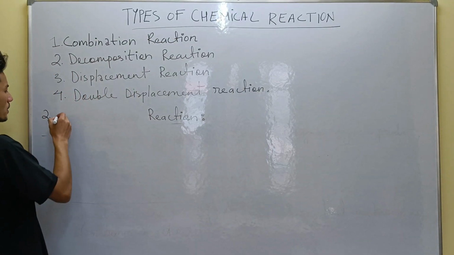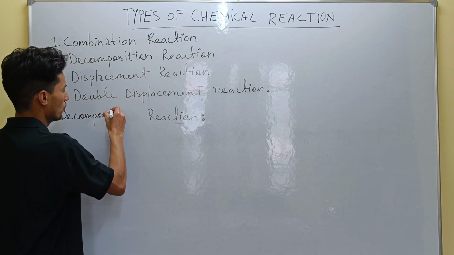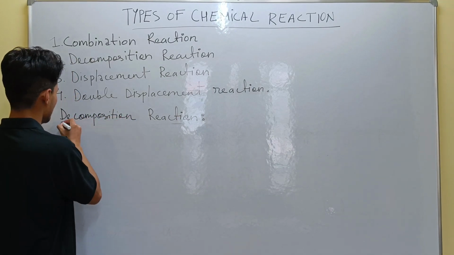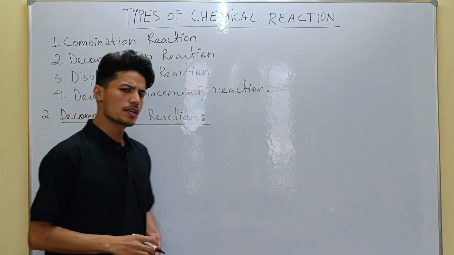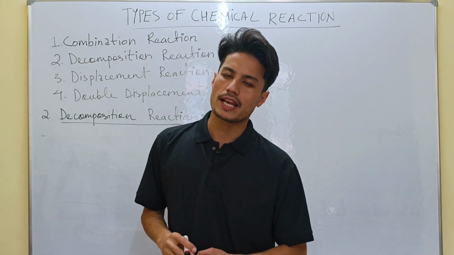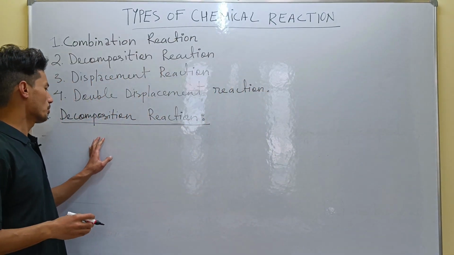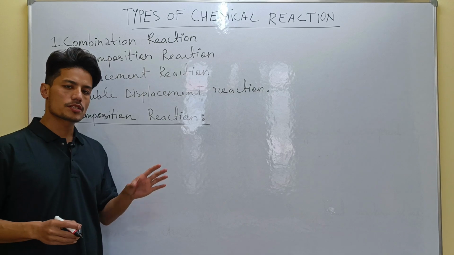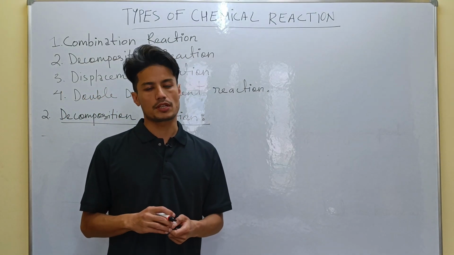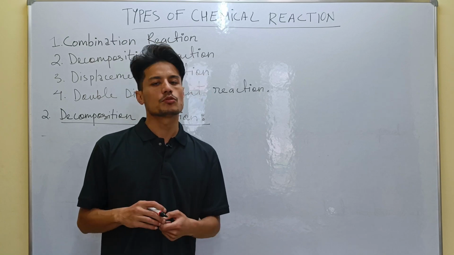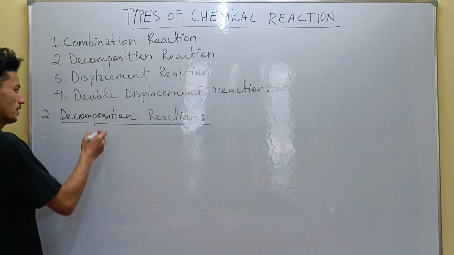Next point, we'll be discussing decomposition reaction. Let us learn what decomposition reaction is. Decomposition reaction, we can say, is the exact opposite of combination reaction. Now, what is the definition of decomposition reaction? Chemical reactions in which a single reactant breaks into two or more products, two or more substances, are known as decomposition reaction.